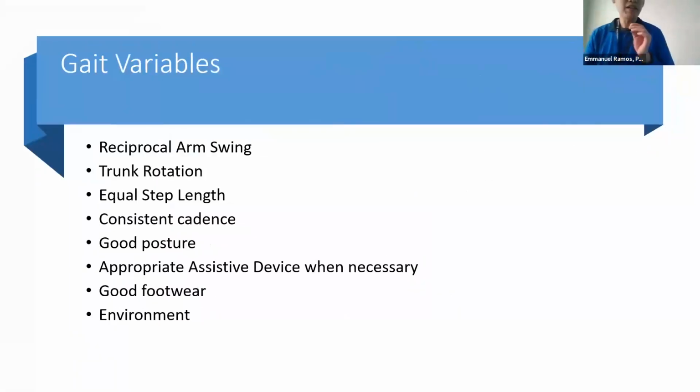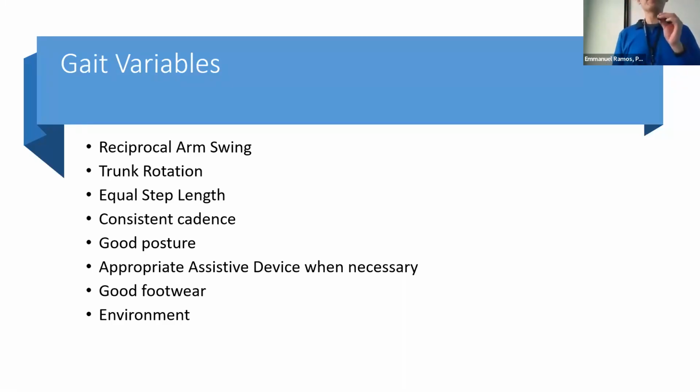All right, so gait variables. These are the things that we look for when we look at how a person walks. We look at their arm swing. Let's see if they're even on both sides, all right? Trunk rotation. Sometimes, especially patients who have Parkinson's disease, they're very stiff, so they're not moving their trunk when they walk. They're very stiff, you know? Equal step length.